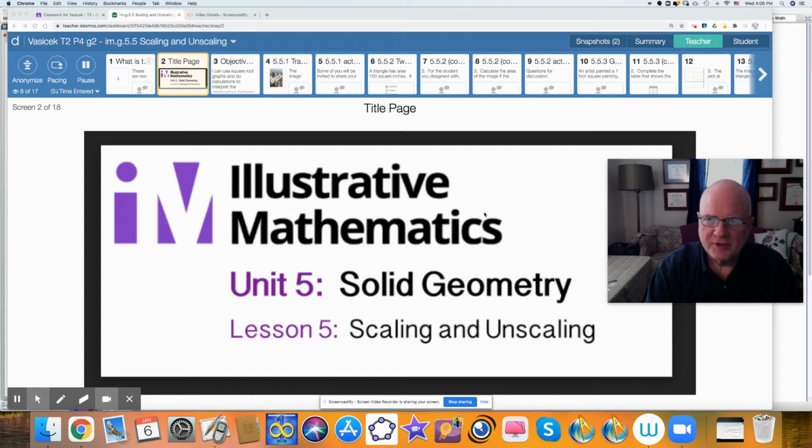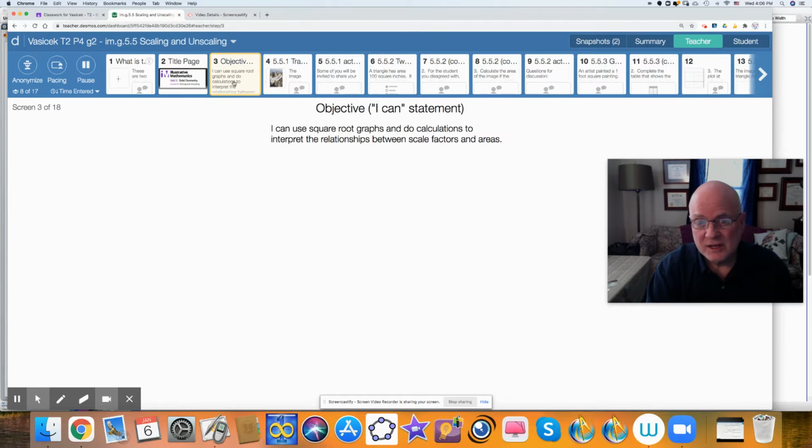Hi, I'm Mr. V. Today we're talking Illustrative Mathematics, Unit 5, which is about solid geometry, and this is lesson number 5, scaling and unscaling. And the objective is, by the end of the lesson you should be able to say, I can use square root graphs and do calculations to interpret the relationship between scale factors and areas.